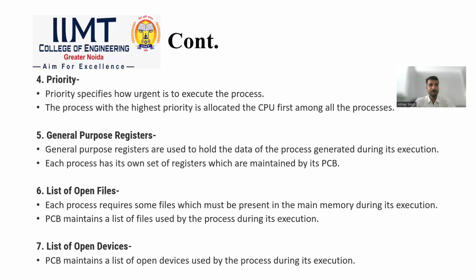Next is priority. The priority attribute specifies how urgent it is to execute the process. If the running process has lower priority, then the higher priority process interrupts it by the operating system. The process with the highest priority is allocated to the CPU first among all the processes.